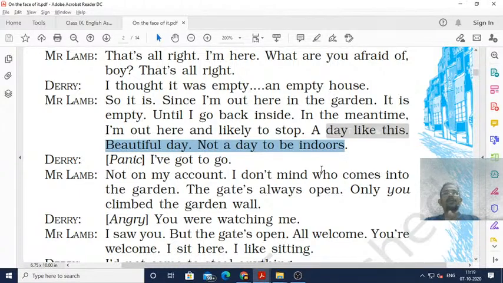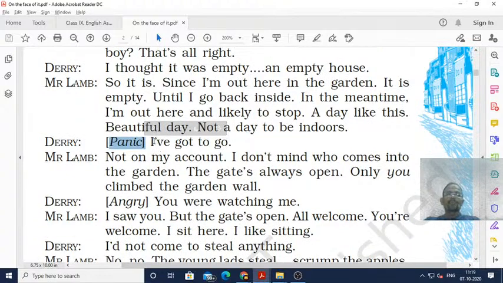Okay, he says, I am likely to stay back in the garden for quite some time now because it's a very beautiful day. It's a day worth staying outside. Daddy now says, he becomes panicked and says, I've got to go. I've got to go means I've got to leave now.